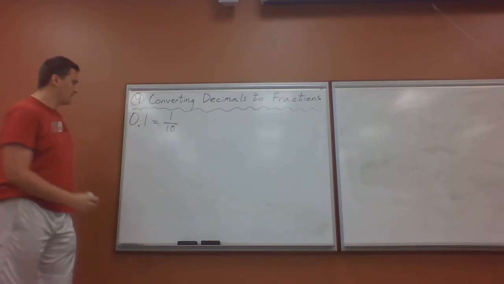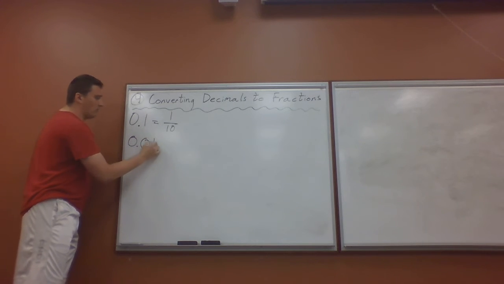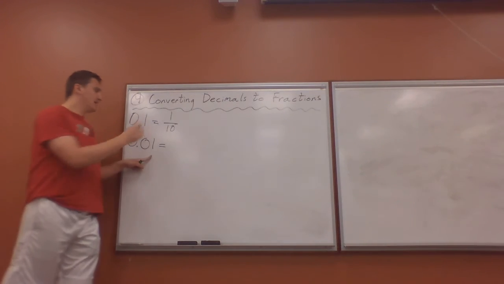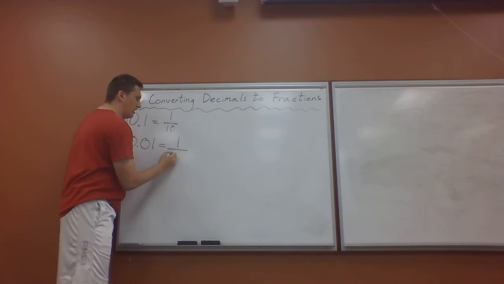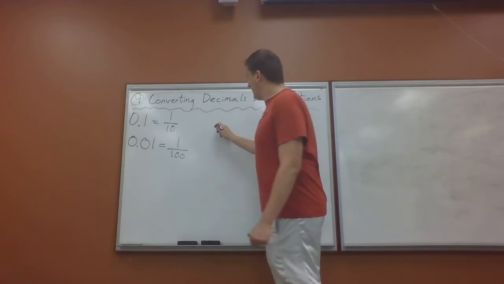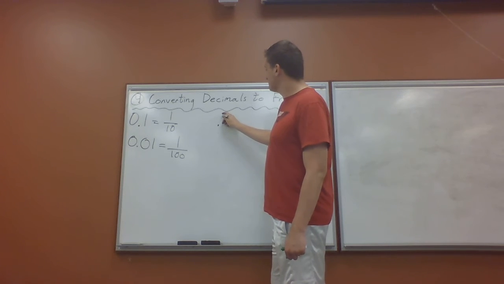This is giving me the information that I have 1 over 10. Simple as that. If I were given the number 0.01, well, my 1 is in the hundredths place now. Now I have 1 over 100. So what about a number that has something in both, like 0.11?